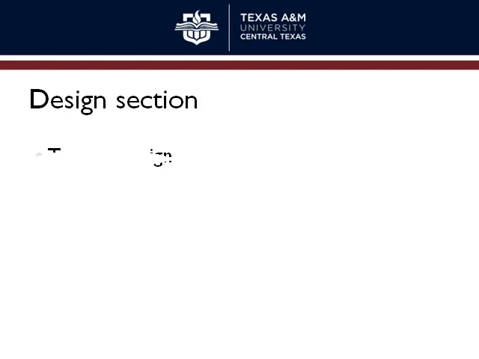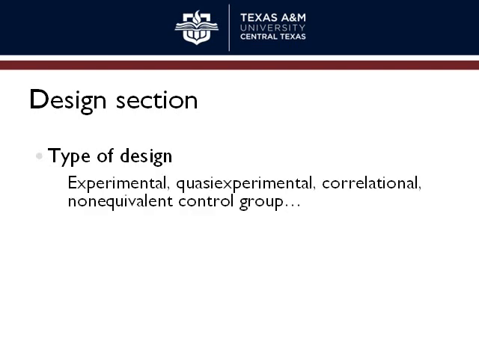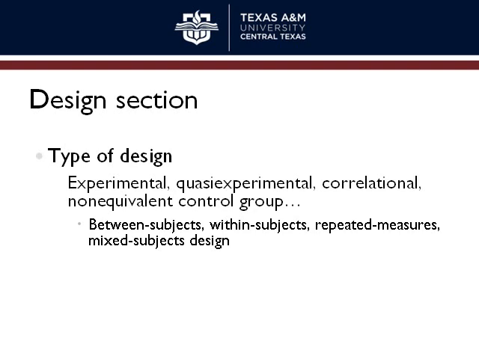Okay, the design section. Information you want in there: the type of design, at least at the macro level, if it's experimental, quasi-experimental, correlational, non-equivalent control group, whatever. And then as best you can, get more specific. So if you're doing an experimental or quasi-experimental design, you should be able to go a step further and say if it's a between subjects experimental design, within subjects, repeated measures, or mixed, which one of those applies depending on your design choices in terms of the factors you're looking at.